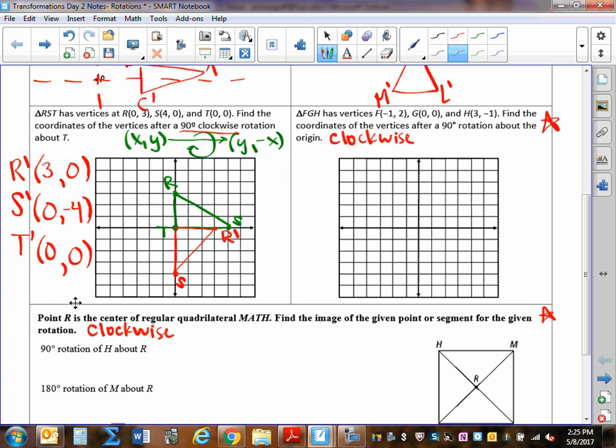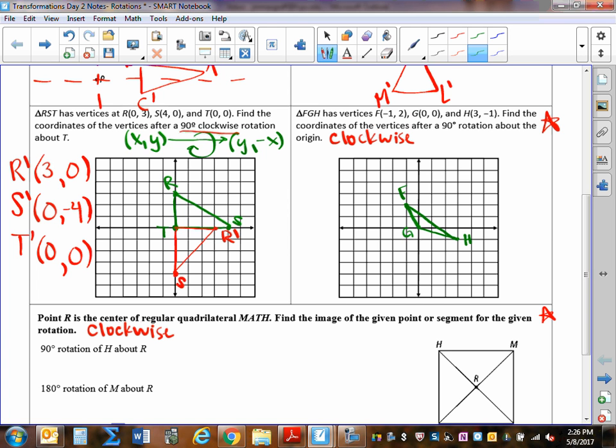Key thing is to first draw the triangle correctly. That will make a difference. All right, so triangle FGH, F is negative 1, 2. G is 0, 0. And H is 3, negative 1. What type of triangle do we end up having here? An obtuse.